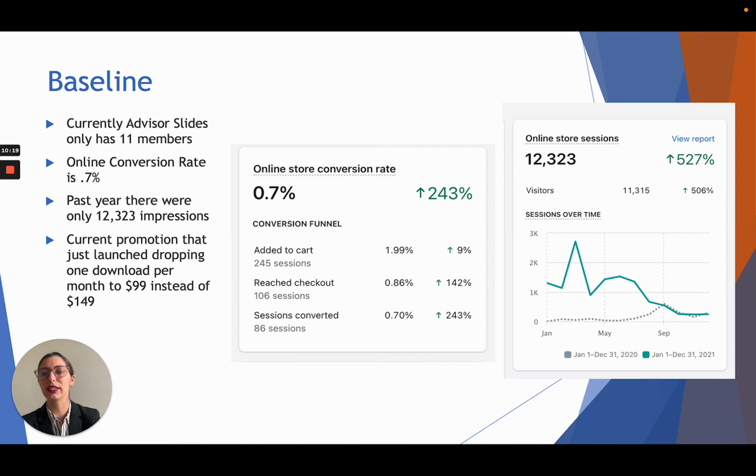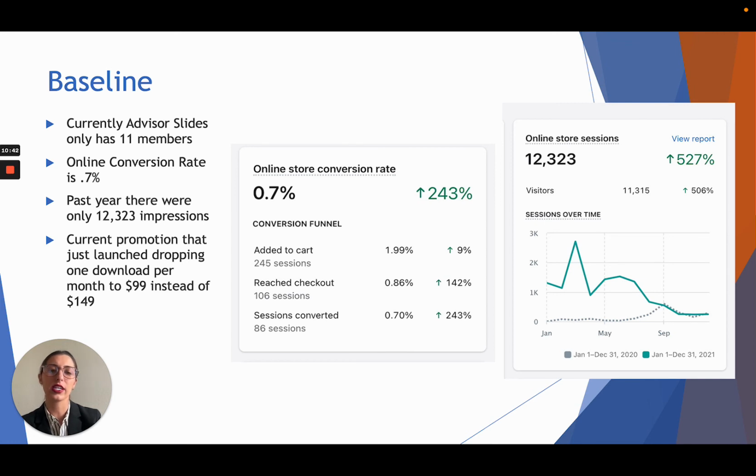So before we jump into our KPIs, I just wanted to go over a baseline of where Advisor Slides is currently at. Currently, they have 11 members. Their online conversion rate was 0.7% for 2021. And last year, 2021, they had 12,323 impressions on their website.